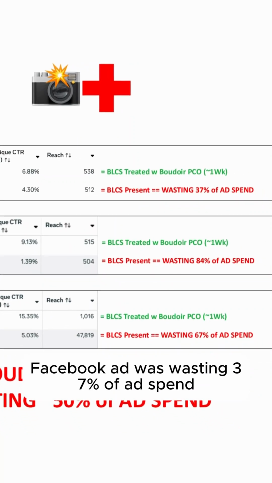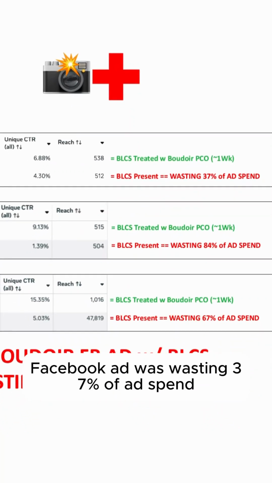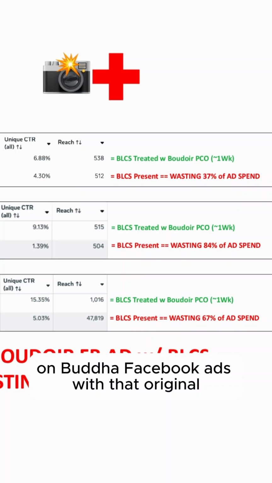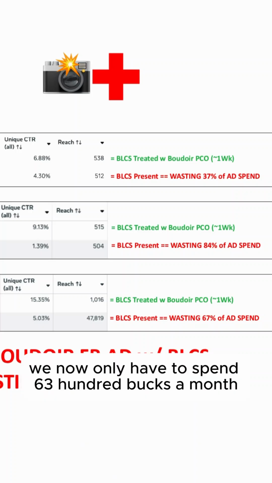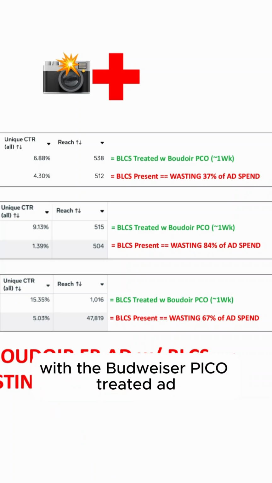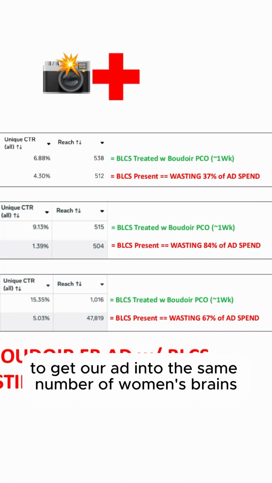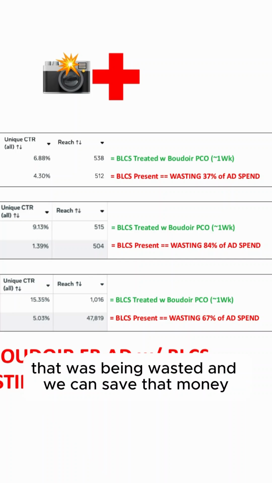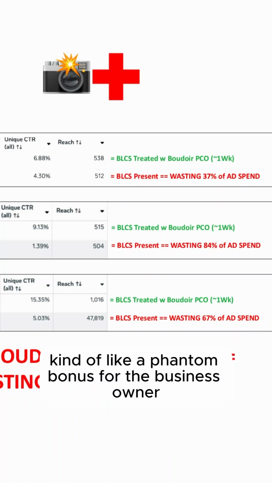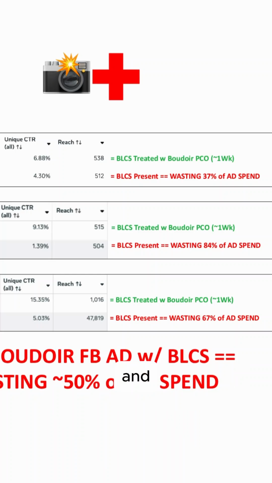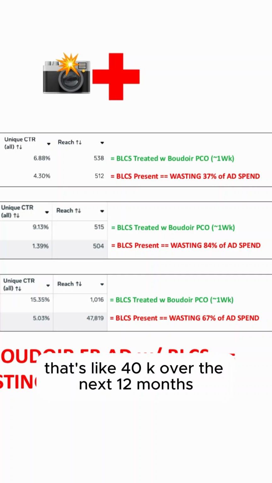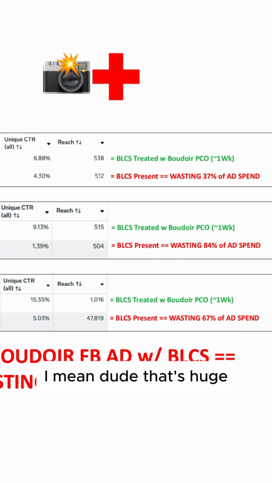So we found out the original boudoir Facebook ad was wasting 37% of ad spend. So if they're spending 10 grand a month on boudoir Facebook ads with that original, then we now only have to spend $6,300 a month with the boudoir Pico treated ad to get our ad into the same number of women's brains. So it's $3,700 a month that we can eliminate that was being wasted, and we can save that money, kind of like a phantom bonus for the business owner. Once we get that phantom bonus, what's that, like 40K over the next 12 months? I mean, dude, that's huge.